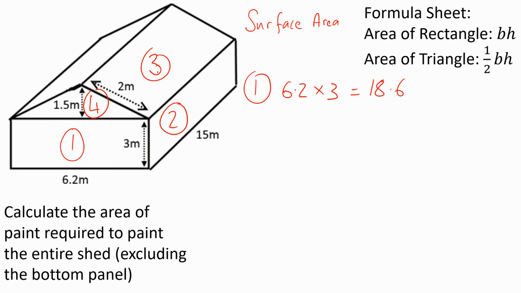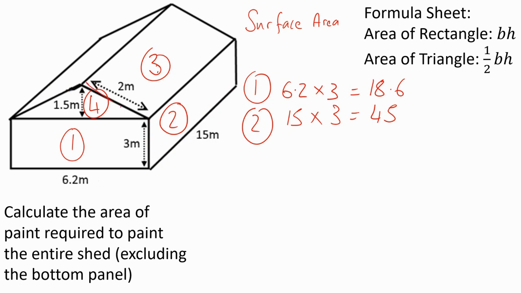Now, it's really important that at each step you are showing a calculation. And so this is a really nice method because I can clearly see the calculations that I'm doing. For panel 2, here's my base of this rectangle. It's 15. So 15 times my height here, which is 3. So 15 times 3 is 45.